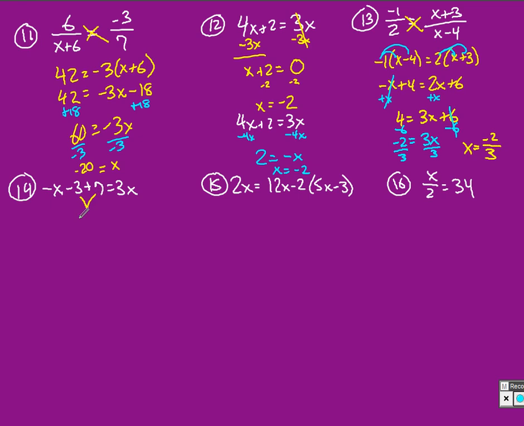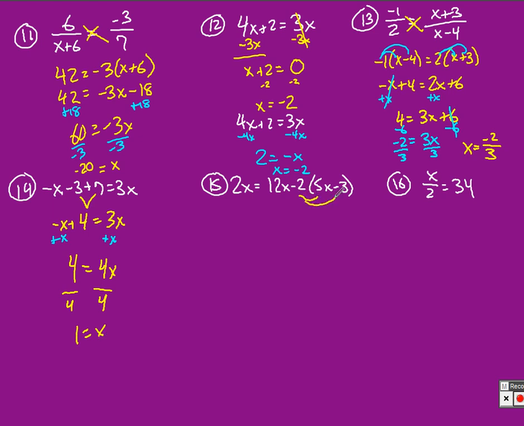14, again, like terms first. Negative 3 plus 7 is 4. So I got negative x plus 4 equals 3x. I'm going to try just like I did in number 12. I'm going to move this x to the right-hand side. That'll give me just 4 on the left and 4x on the right. Divide both sides by 4 to get 1 is equal to x.